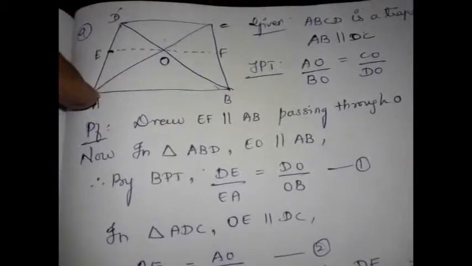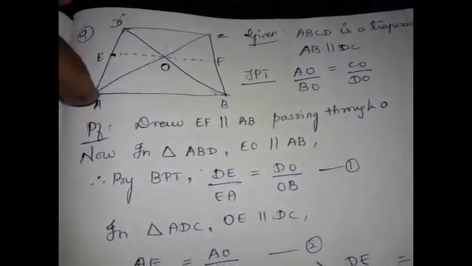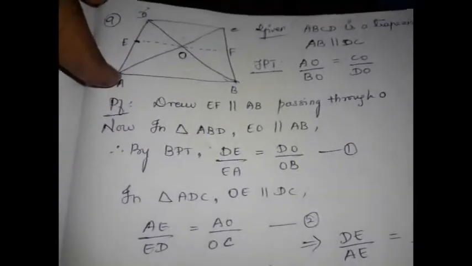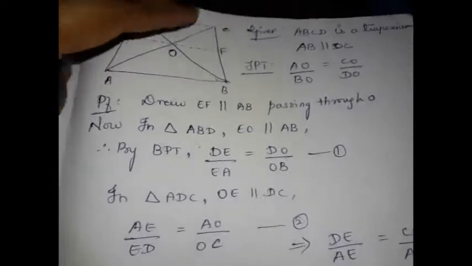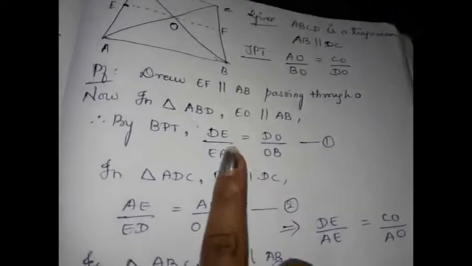Similarly, in triangle ADC, this upper triangle, if you apply the basic proportionality theorem again, we will get AE by ED is equal to AO by OC, right? But in order to equate these two equations, at least the left-hand side of one should be equal. But here we have DE by EA, and here AE by ED. So reciprocate any one of the equations. If I reciprocate this, we get DE by AE is equal to CO by AO.